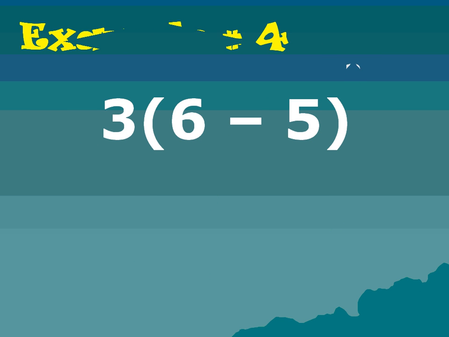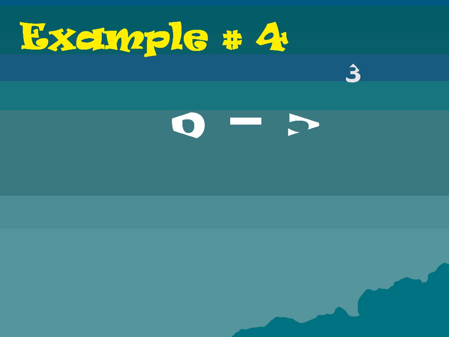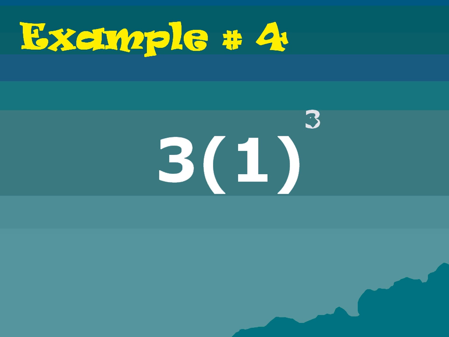Example number 4. Here we go. First thing I need to do is what's inside that set of parentheses, and that is 6 take away 5. And when I take 6 take away 5, I get 1. Now, the key here is the parentheses and the 3 exponent. Because right now, if I read this, this means 3 out in front of parentheses, 3 times 1 to the 3rd power. Well, my next step in PEMDAS is not times 3, it's 1 to the 3rd power.